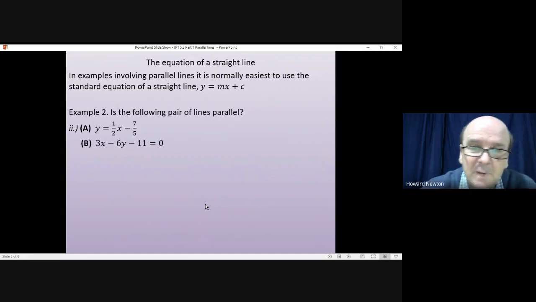Example 2. Is the following pair of lines parallel? y equals a half x minus 7 fifths and 3x minus 6y minus 11 equals 0. Again, have a go yourself, pause the video and come back to me again when you're ready.